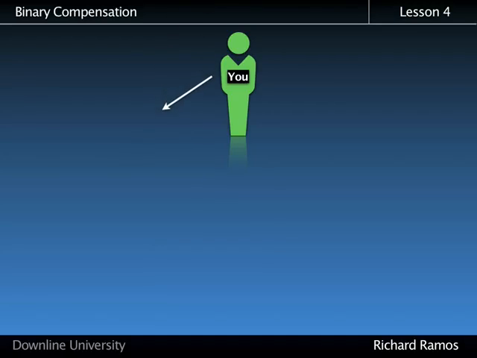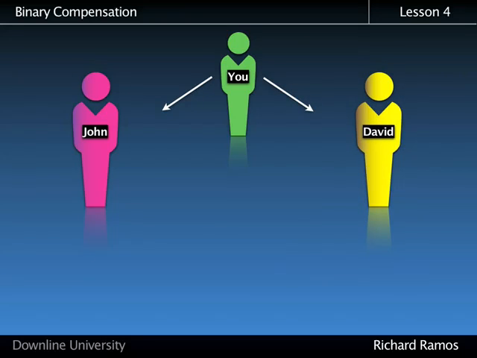What is a binary? A binary basically has two sides. In this particular case, you're going to hear people referring to it as your left leg and your right leg, or maybe a power line and a pay line. Don't worry about that. We're going to use left leg, right leg here for the example. Let's say for right now, you bring in John, you put him on your left leg, you bring in David, and you put him on your right leg.